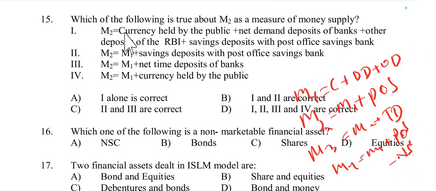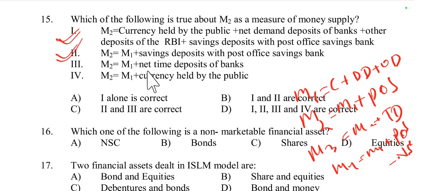So here M2 is equal to currency held with public, that is C, and net demand deposit of the banks, that is demand deposit DD, deposits of the RBI, and other deposits with RBI, that is other deposit, plus saving deposit, that is post office saving. Yes, M1 plus post office saving is equal to M2. So C plus DD plus OD plus post office saving is also called M2. So here option 1 is correct. Then M2 is equal to M1 plus saving deposit with post office saving bank. Yes, this is also true.